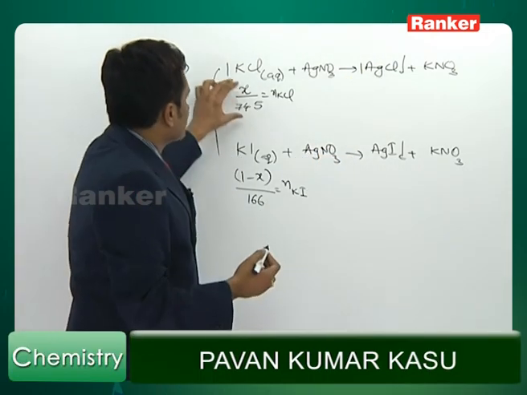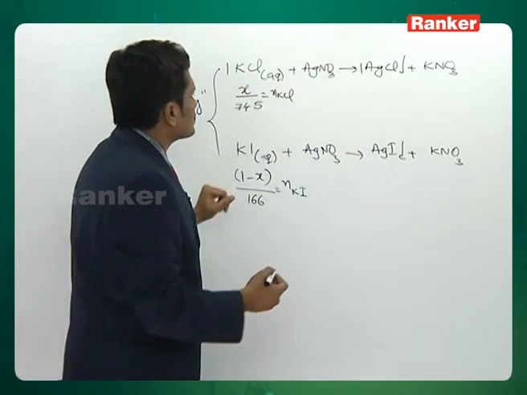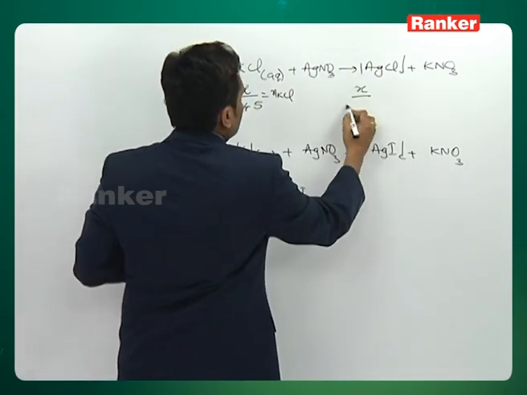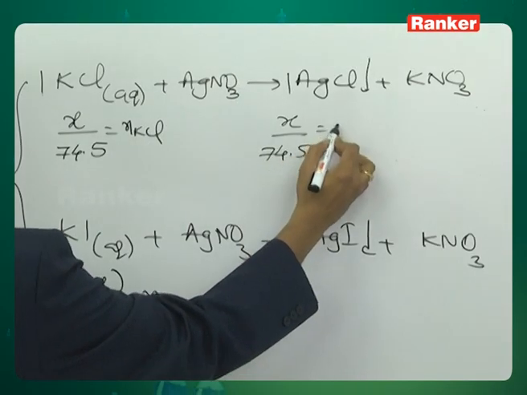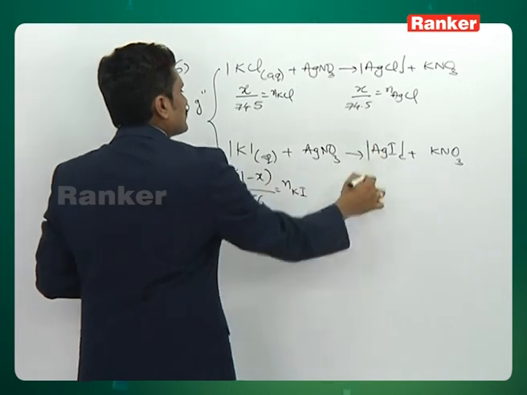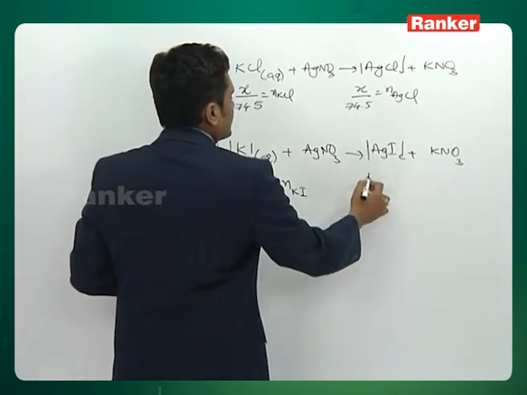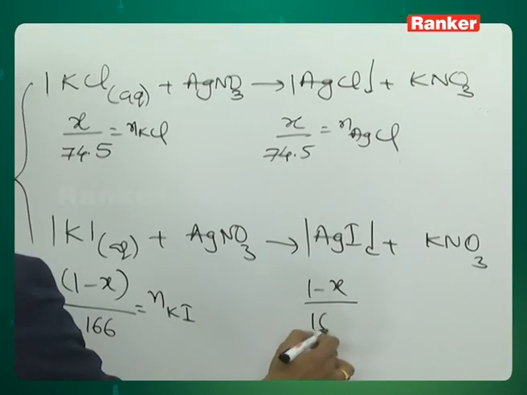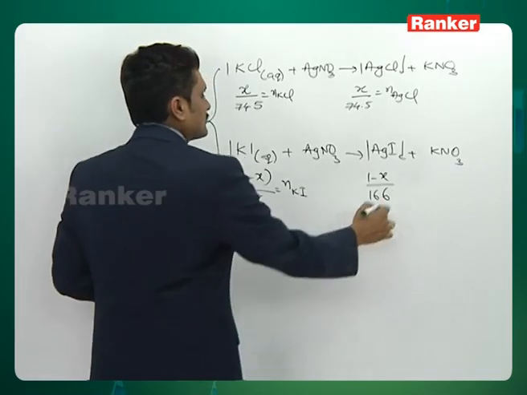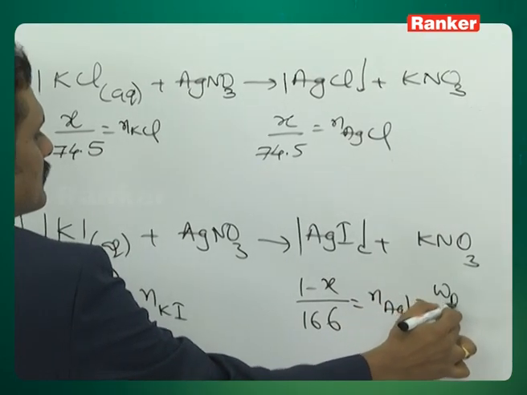I mean to say, for every 1 mole of KCl, you are getting 1 mole of AgCl. If I take this many moles of KCl, I will be getting the same. These are the number of moles of AgCl which are obtained. Likewise, you see here, this is also in 1:1 mole ratio. When I get the number of moles of KI, quickly I will convert that into the number of moles of AgI, since the number of moles of these two are equal as they are reacting in 1:1 mole ratio.